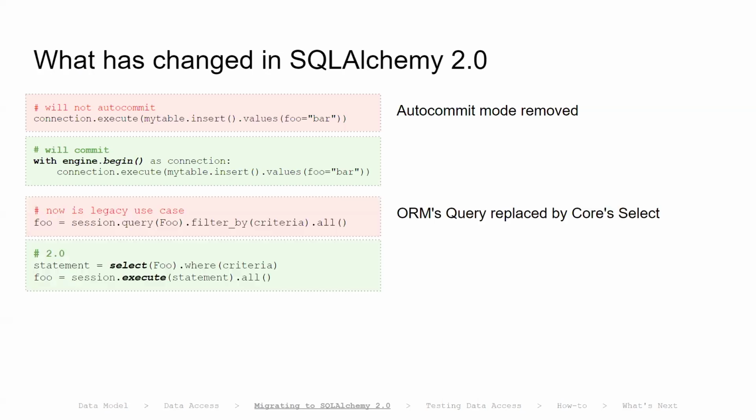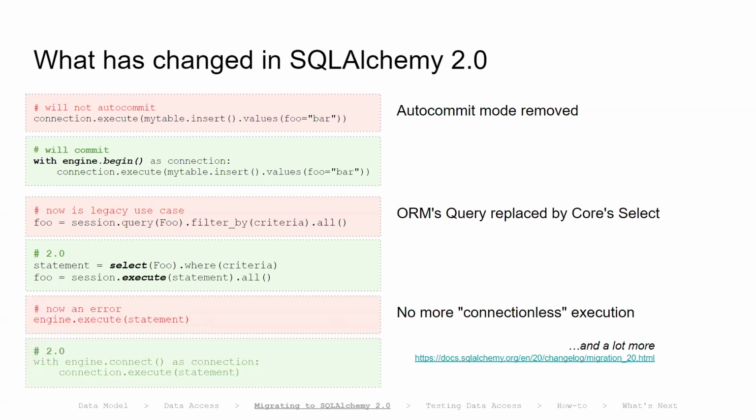The ORM Query has been replaced by the Core select object. The Query object took care of building SQL statements and executing SQL statements. Now, SQL statements are consistent across the library in doing one thing and doing it well, being SQL statements. Another example: there were many different ways a statement could have been executed against the database, and some of them bypassed an explicit database connection, which oftentimes led to surprising behavior. Not anymore. We don't have any more connectionless execution. Again, everything is very explicit.